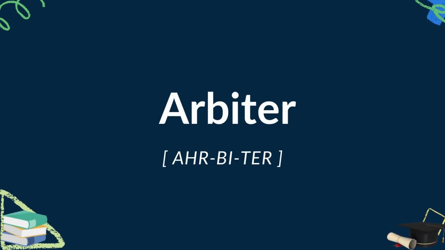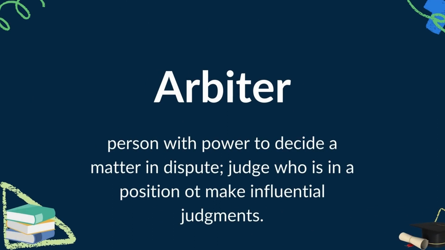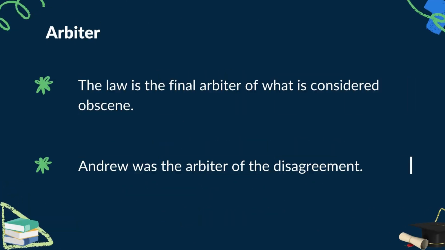The next word is arbiter. A-R-B-I-T-E-R. Arbiter. Arbiter means person with power to decide a matter in dispute, judge who is in a position to make influential judgments. Here are some ways you can use the word in a sentence. 1. The law is the final arbiter of what is considered obscene. 2. Andrew was the arbiter of the disagreement.